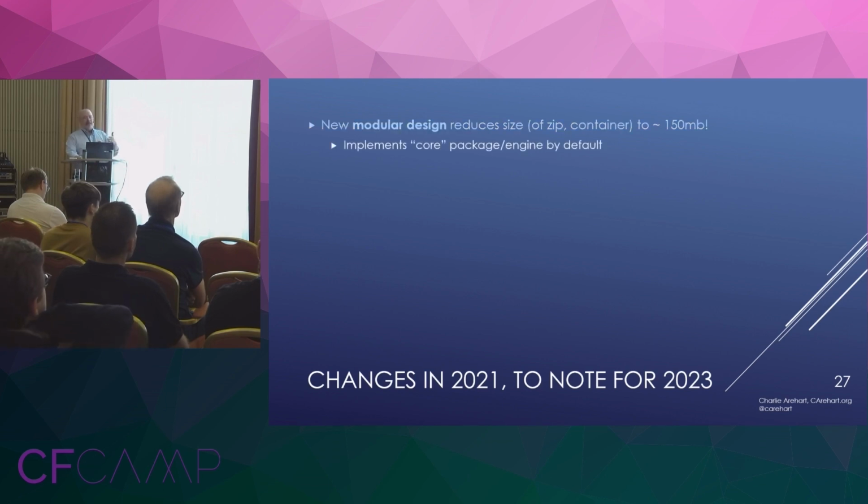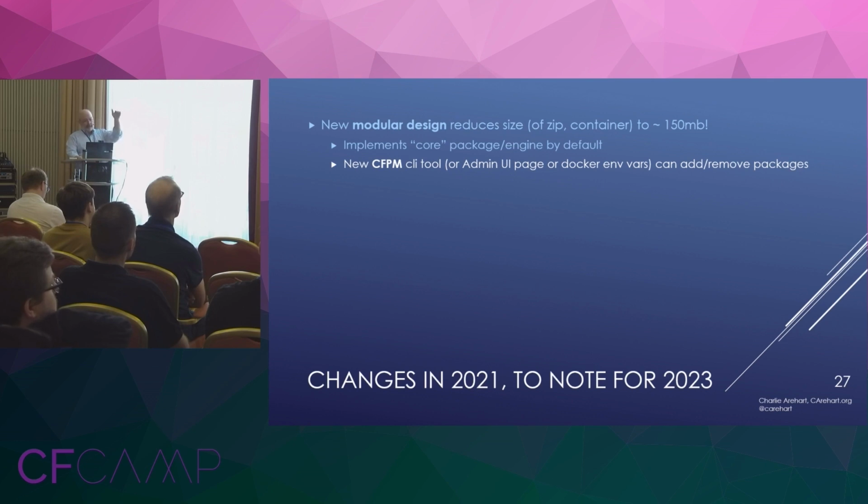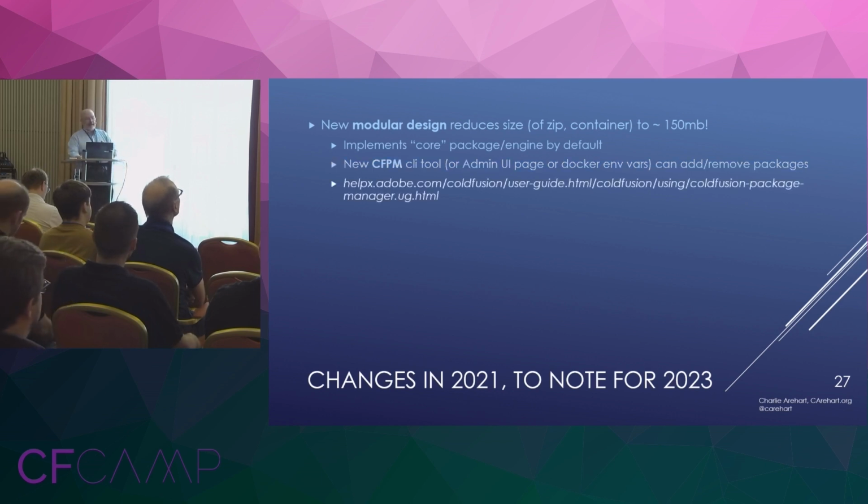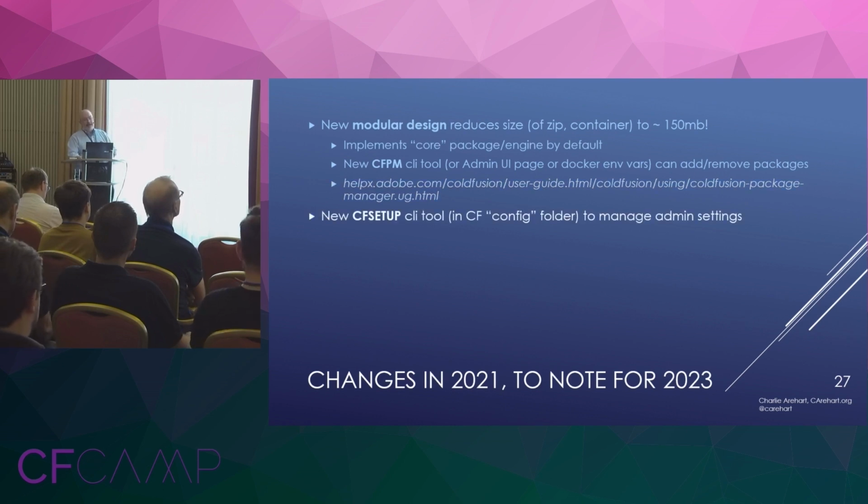And there's a tool called CFPM in ColdFusion 2021. CFPM can add or remove packages. And there's also the admin, if you can get into the admin, and by default the core engine has the admin package, you can remove it, but it has it, and you can use the admin's interface. And there's Docker environment variables if you use the Docker images to add and remove packages. So it's a very complete implementation of that sort of modular deployment of the CFML engine, and you can read all about it at this doc page, because it's not new in 2023. You might have missed it if you're skipping 2021 or didn't pay attention.